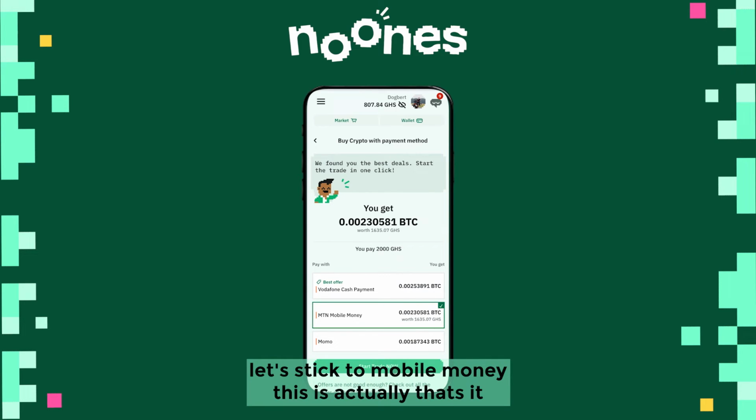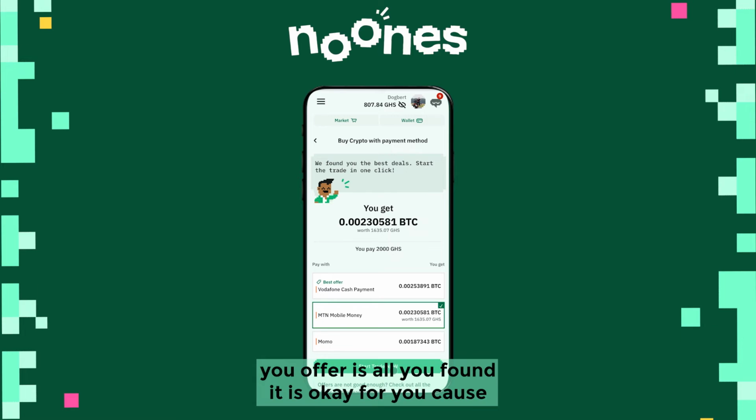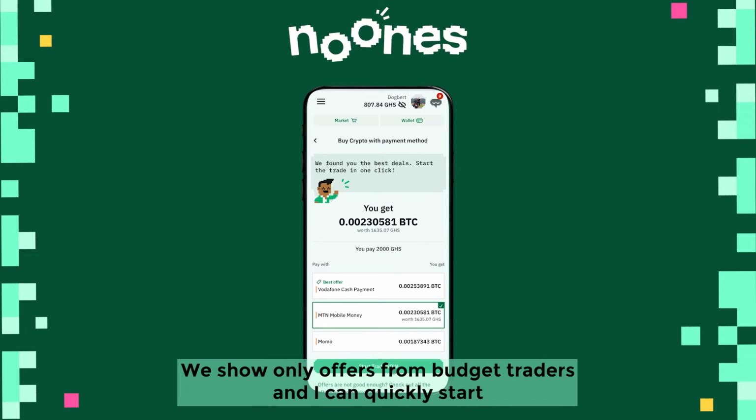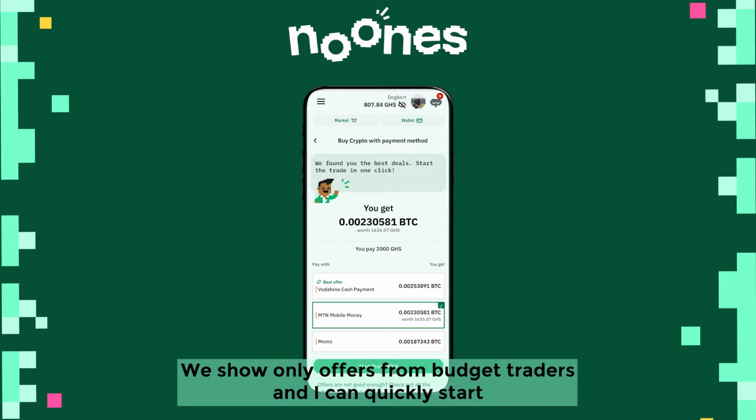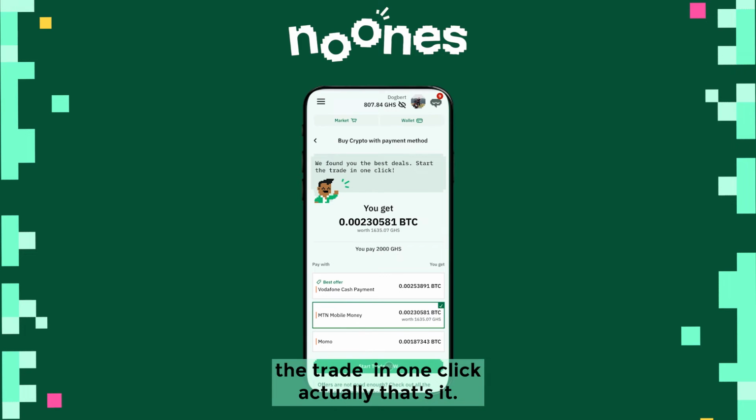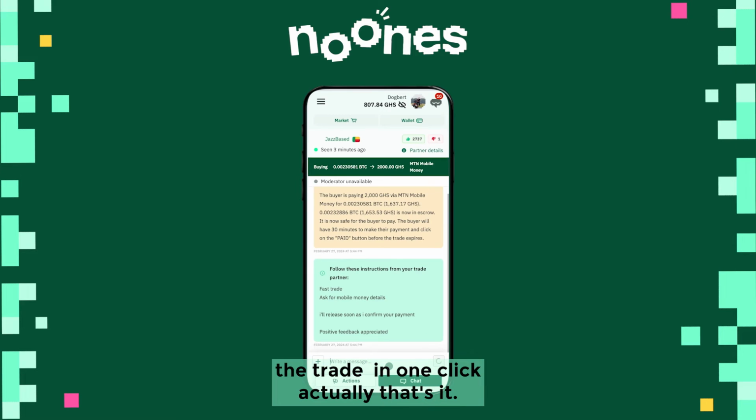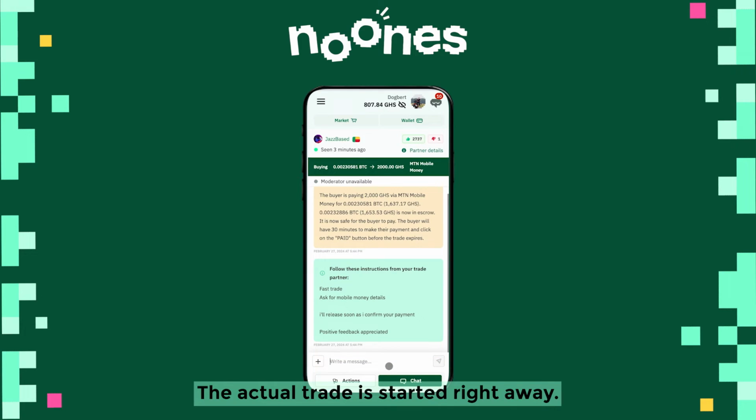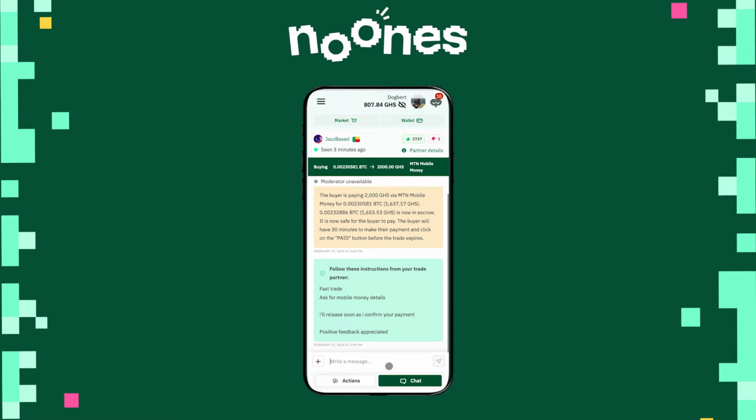Let's stick to mobile money. This is actually, that's it. Your offer is already found. It is okay for you because we show only offers from trusted traders, and I can start the trade in one click. Actually, that's it. The actual trade is started right away.